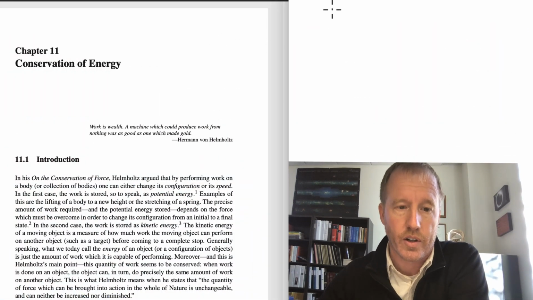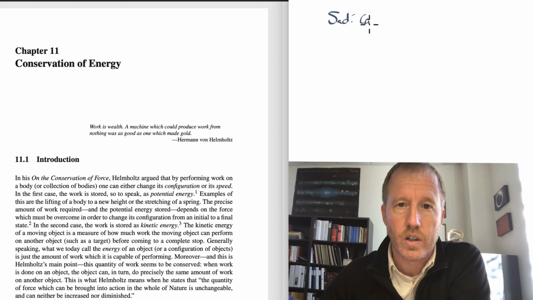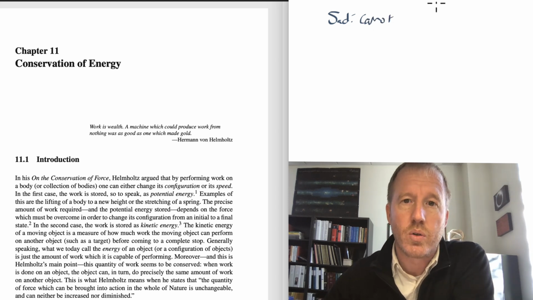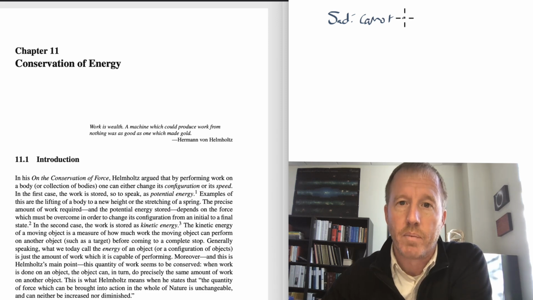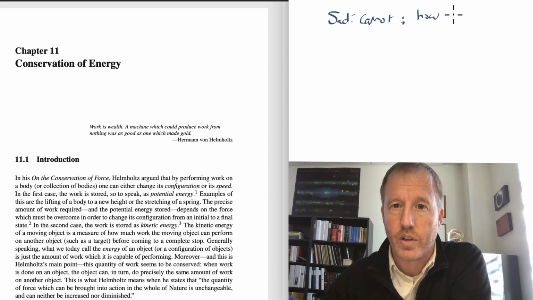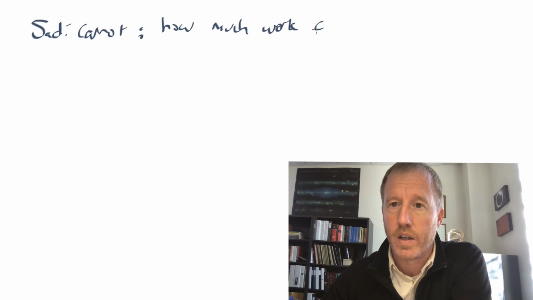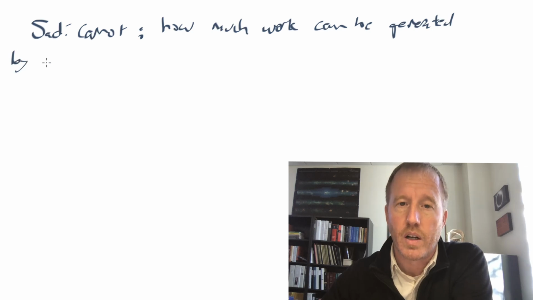So it's interesting to note that many of the people, including Sadi Carnot, for example, who developed the science of thermodynamics, were fully committed to the caloric theory of heat. So let me say one other thing about Sadi Carnot, and then I want to talk about the mechanical or the modern theory of heat. So Sadi Carnot attempted to do measurements of how much work can be generated by a certain amount of heat. So the question is, how much work can be generated by a given quantity of heat?